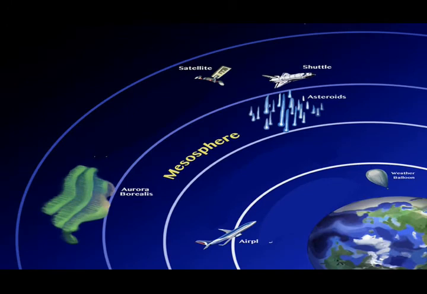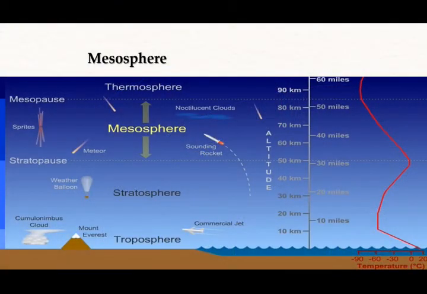The third layer of the atmosphere is called mesosphere. Mesosphere lies between the stratosphere and thermosphere, hence the name meso, in between. Mesosphere is a region which lies between 50 kilometers to 80 kilometers above the Earth's surface.